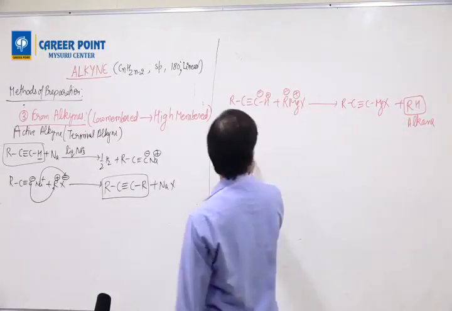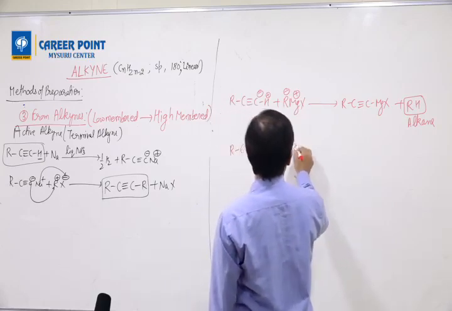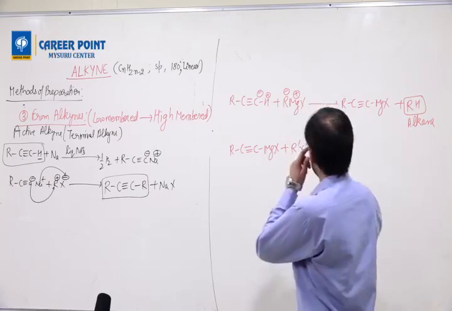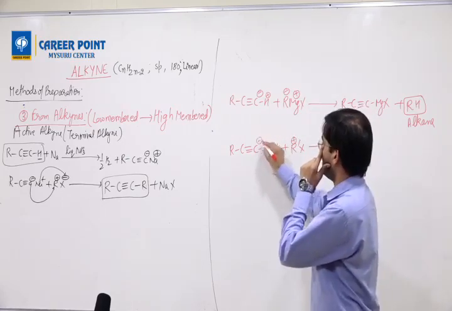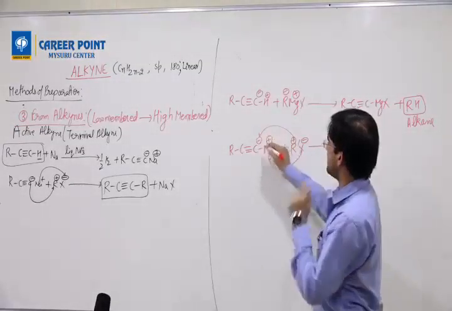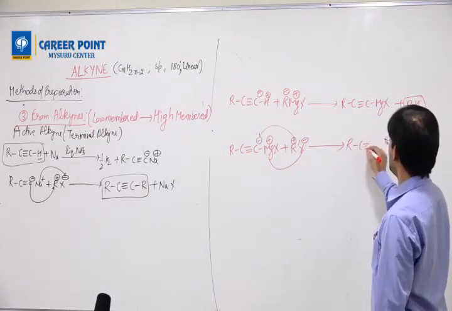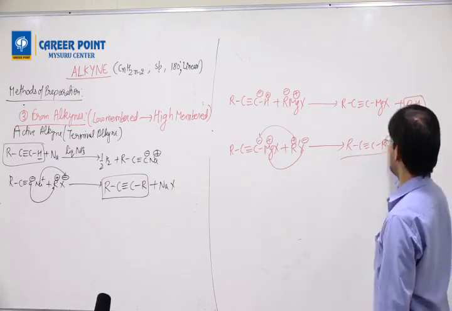Then we have next RC triple bond C MgX plus RX. So now when you take RX, plus minus plus minus, this attracts that, this attracts that. So we get RC triple bond CR plus MgX2, an alkyne.